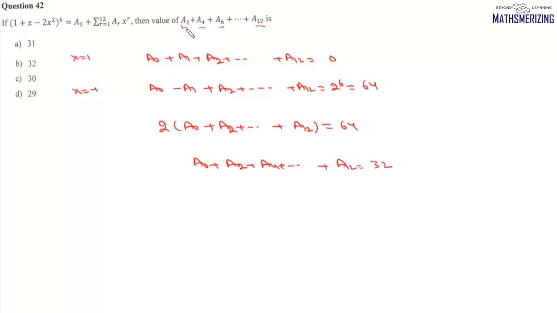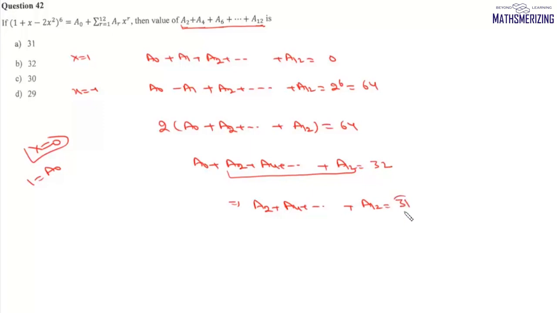Now we need to find the sum of this series, which starts from a2. So we need to find the value of a naught. And how do we find a naught? If we simply put x as 0, then we'll get 1 equals a naught. So the value of a naught is 1. So that means the value of this series, which is a2 plus a4 plus ... plus a12, will be 32 minus 1, and that is 31, and that's your option number A.